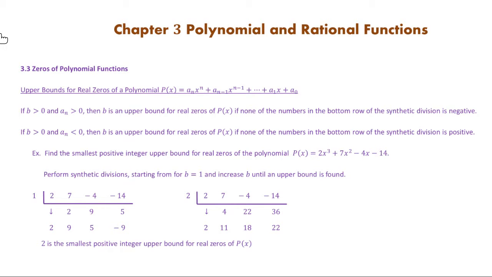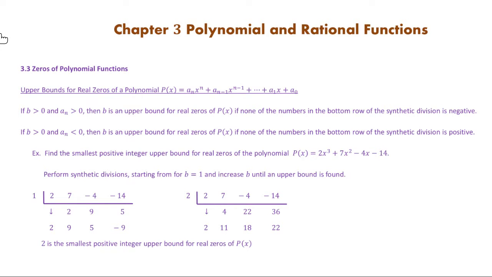Okay, so let's do one example and see how we use this theorem to figure out the upper bounds of real zeros of a polynomial. We need to find the smallest positive integer upper bound for real zeros of the polynomial p equals 2x cubed plus 7x squared minus 4x minus 14. So we try to solve this polynomial equation p(x) equal to 0, and we want to find the smallest positive integer upper bound for the solutions.